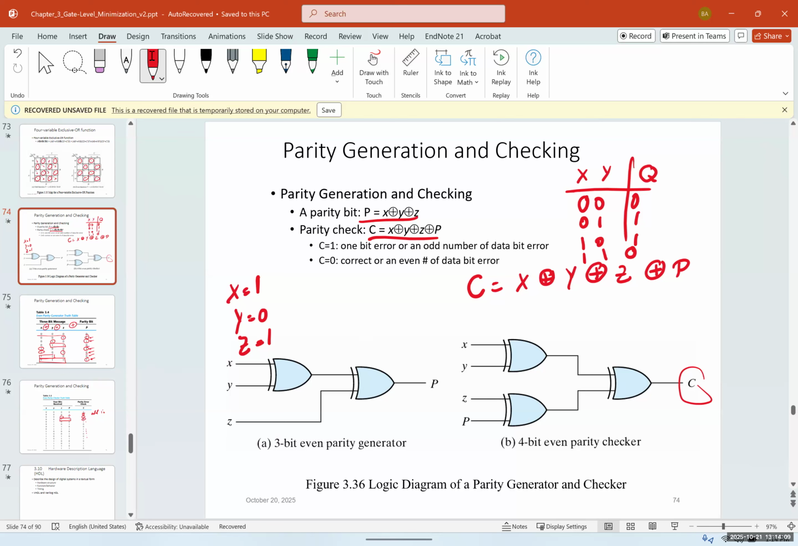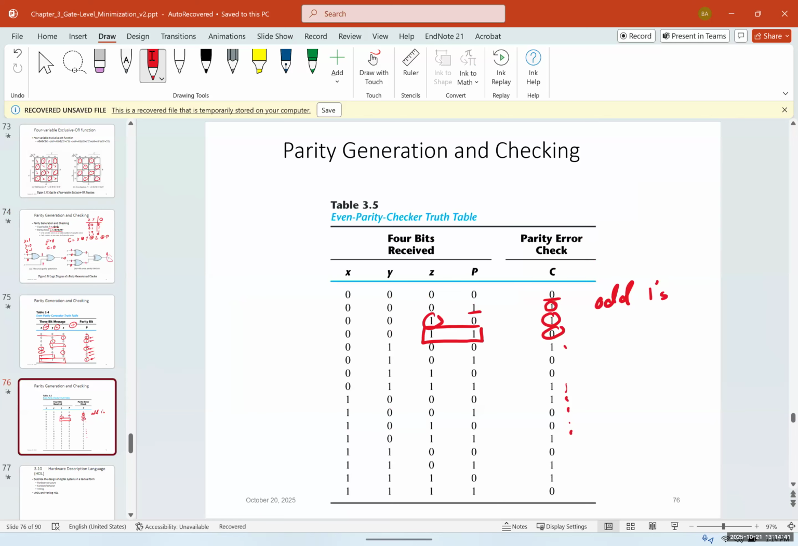So if we have even number of ones, it's going to be 0. If we have odd number of ones, it's going to be 1. So here we have X is 1 and Y is 0. So the output of the XOR would be what? 1. And what about Z? It's 1. So P would be equal to what? 0. So P is 0. Now we have P equal to 0, Z is 1, X is 1 and Y is 0. So 1 and 0 again is 1, and 1 and 0 again is 1. And the output would be what? 0. So P is 0 and C is 0. So 1, 0, 1.